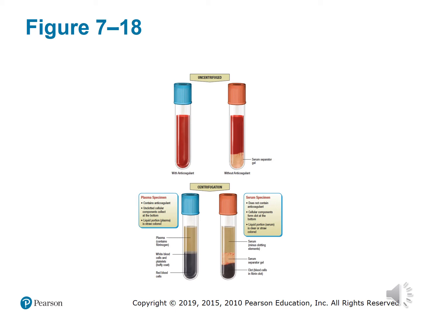Once the blood that's in just a regular tube is put in the centrifuge, this is what you get. You'll get your plasma on top, your white blood cells in the middle, and your red blood cells at the bottom. Once you put the blood in a tube with the gel separator, you'll see that the serum is on top, that gel substance is in the middle, and all the red blood cells have been compacted at the bottom of the tube.